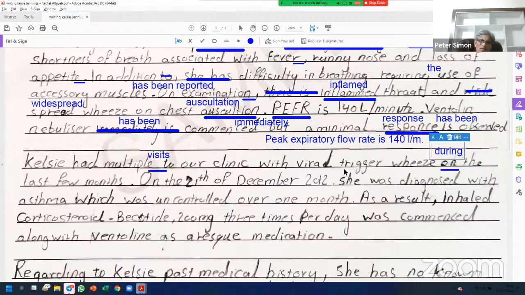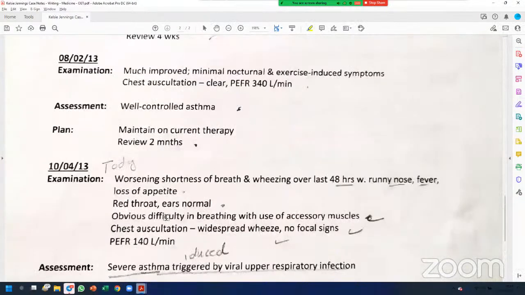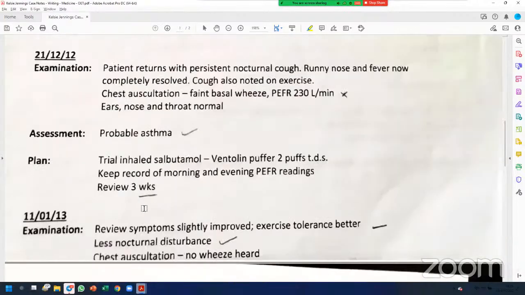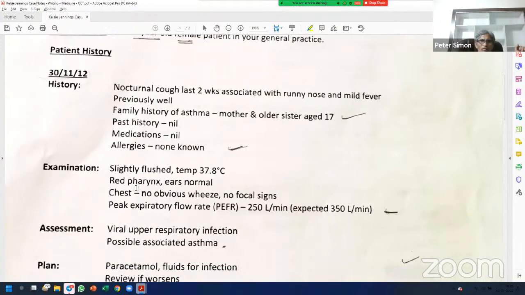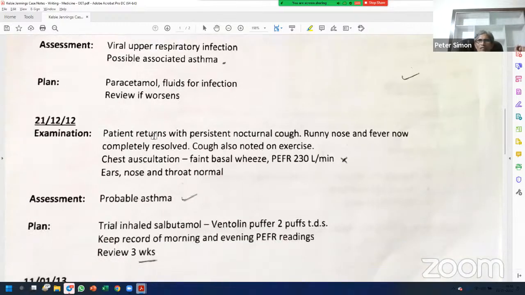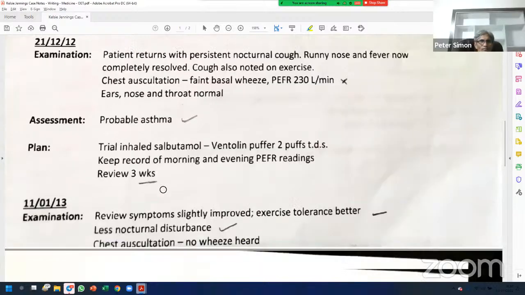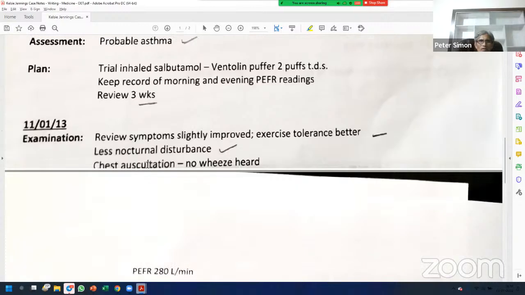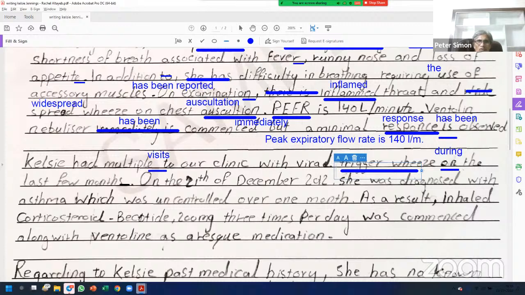Viral trigger V's. What do you mean by this viral trigger V's? I did not get this one. Viral trigger, with, okay, it looks like induced. Viral approaches with trigger V's. Okay, fine. Running nose, patient returns with persistent cough. Okay, right. Exercise tolerance. Okay, fine. That's fine. Next one is on the 21st.